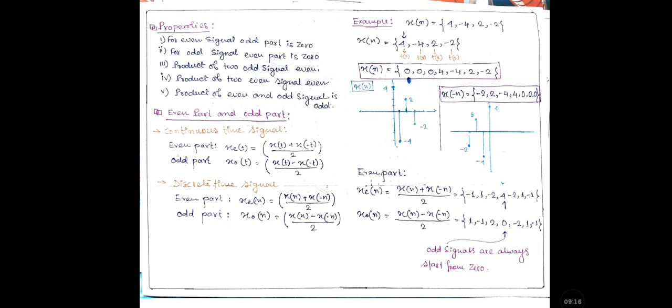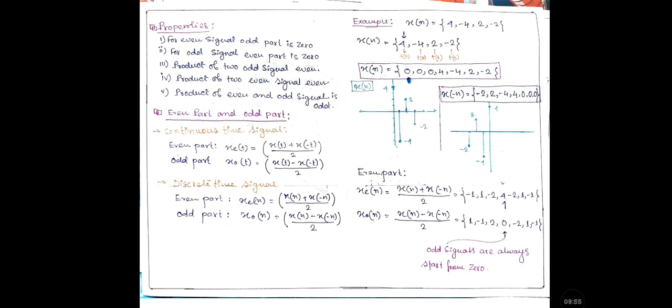Properties. Before going to the properties of symmetric and antisymmetric, or even and odd signals, we need to understand the even part and odd part. What is the even part and odd part of a signal? For continuous-time signals, the even part is xe(t) = [x(t) + x(-t)]/2, and the odd part is xo(t) = [x(t) - x(-t)]/2. For discrete-time signals, it is similar; we replace t with n, where n is an integer.